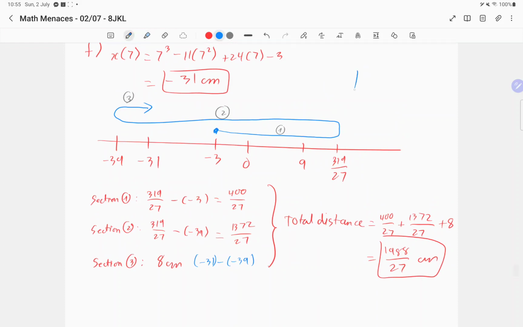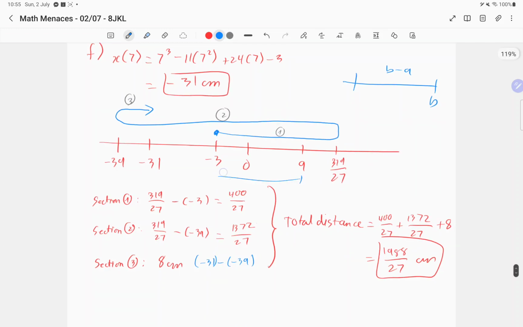If you have 2 points, A and B, the difference is always B minus A: the right point minus the left point. But why did we still get it wrong? If I just did 12 plus 319 over 27, wouldn't I still get the same thing? 12 plus 319 over 27 is wrong because 12 is this section and 319 over 27 is this section. There's an overlap. So that's why I break it into sections. Section 1 is the right point, 319 over 27 minus 3, which is plus 3. Then I do section 2 and then section 3. You always take the right point minus the left point. Basically, it's just that. Okay, done.